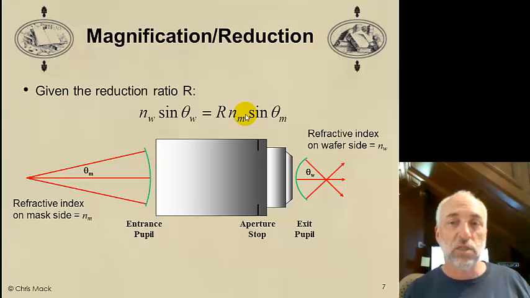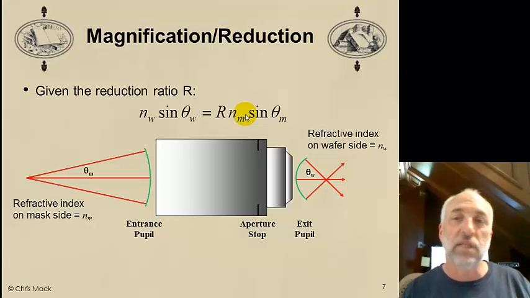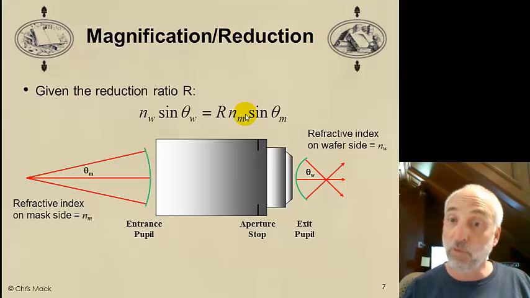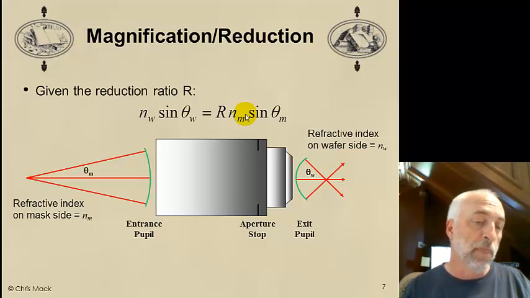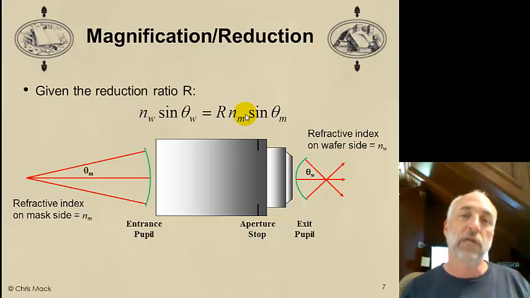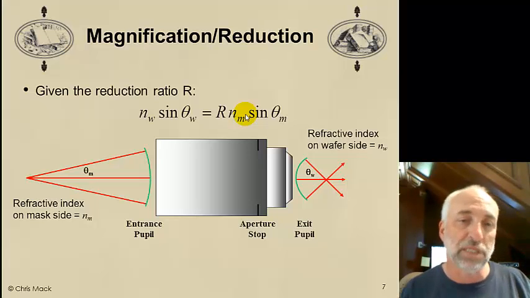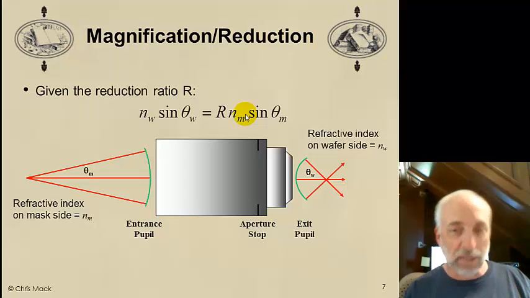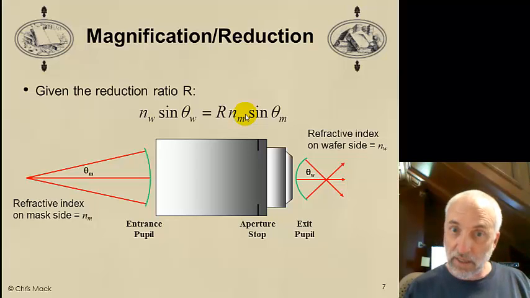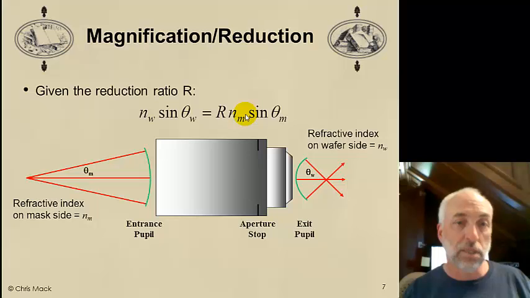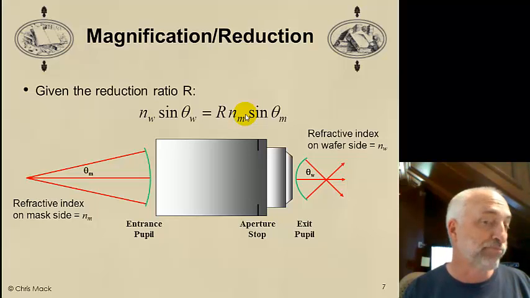And you see that in this picture. One of the things we see then is the numerical aperture is also 4 times bigger on the wafer side compared to the mask side. If I had a 5x reduction system, then the ratio would be 5. If I had a 10x reduction system, the ratio would be 10. The numerical aperture on the wafer side is R times bigger than the numerical aperture on the mask side.